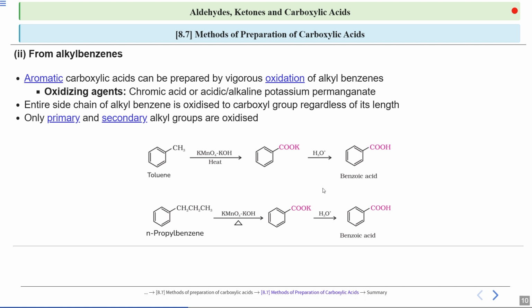Similarly, you have n-propyl benzene. When you treat it with KMnO4, you will get this compound. N-propyl benzene contains 3 carbon atoms, but you see that the whole propyl chain is oxidized to benzoic acid. That is, the entire chain is oxidized to a carboxyl group, COOH. So the entire chain is oxidized to a carboxyl group regardless of its length.